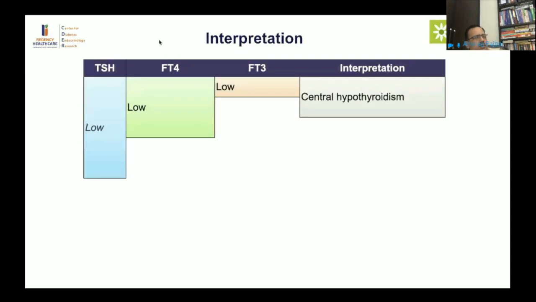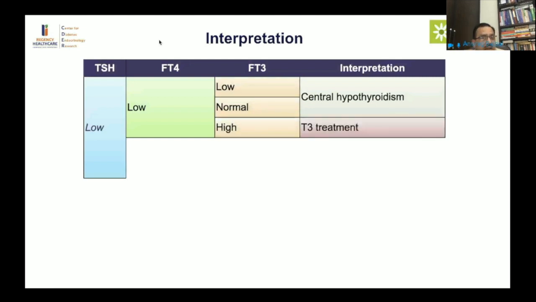So finally, coming on to the overall interpretation of the thyroid function test, which is the crux of the whole talk, the best is to do TSH and FT4. If TSH is low and we have low FT3 and low FT4, we are dealing with central hypothyroidism. FT3 may also be normal. So with normal or low FT4 and low or even normal TSH, think of central hypothyroidism. We have a very rare situation in which FT3 is high, FT4 is low and TSH is low. This is T3 treatment. This is very, very rare.